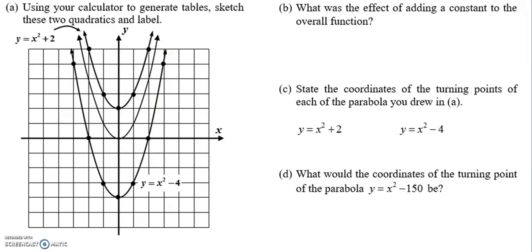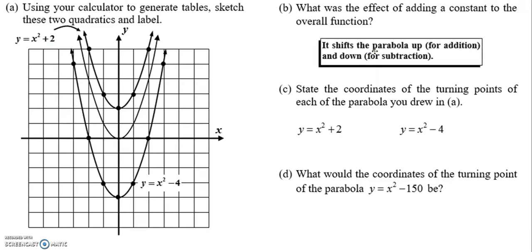What was the effect of adding a constant to the overall function? So what happened when we added a constant? And this is considered adding negative 4. So what did you notice when we added 2 and we added negative 4? Well, hopefully you saw something like this. It shifts up for addition and down for subtraction.